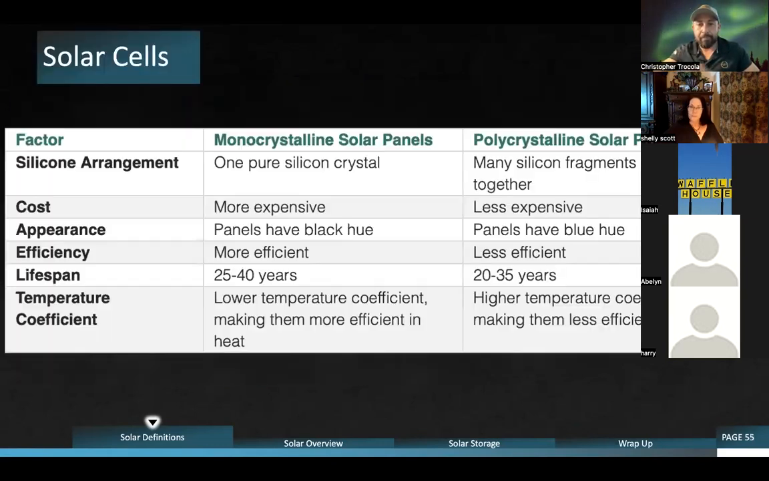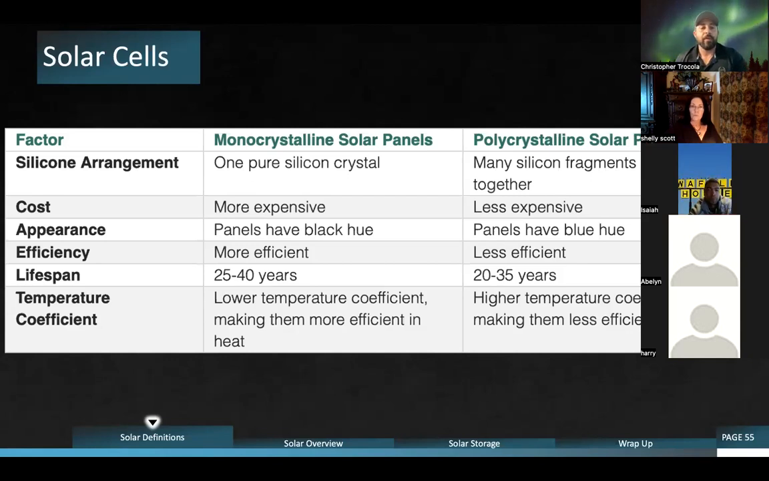All right. So here's things that you're going to need to know. I went ahead and made you a little cheat sheet. Go ahead and write this stuff down. The silicon arrangement for a monocrystalline panel and a polycrystalline panel: mono means one, poly means many. The cost for monocrystalline in general is more expensive, but polycrystalline is less expensive. The appearance, you got a black hue versus a blue hue, which means you got the black panel versus the blue panel. Efficiency, mono panels are more efficient, poly panels less efficient. Lifespan, 25 to 40 years on the mono panels. Polycrystalline is 20 to 35 years. We're still seeing an average of about 30 years.